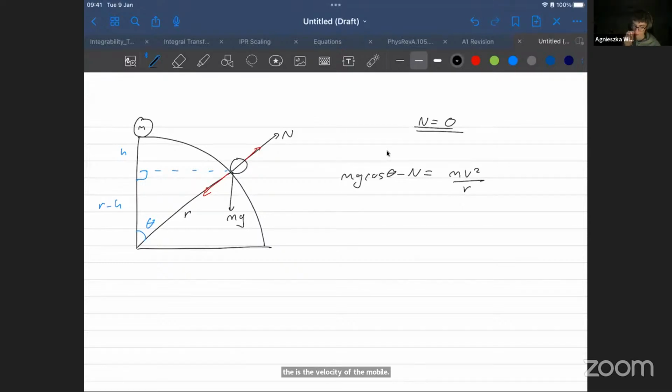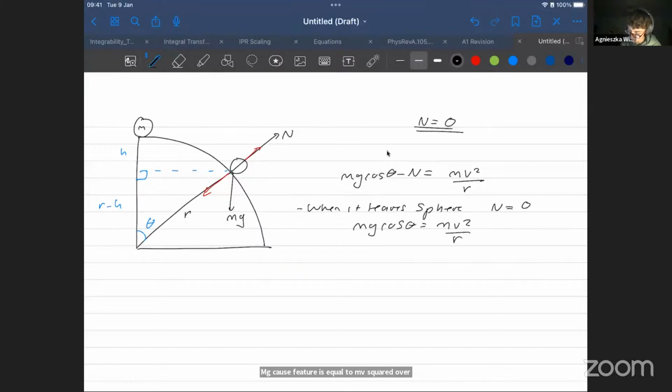So we have one equation, and we obviously know that when it leaves the sphere, N is equal to 0, so we might as well just write that mg cos theta is equal to mv squared over r. The m's cancel out, so we get that cos theta is equal to v squared over gr.